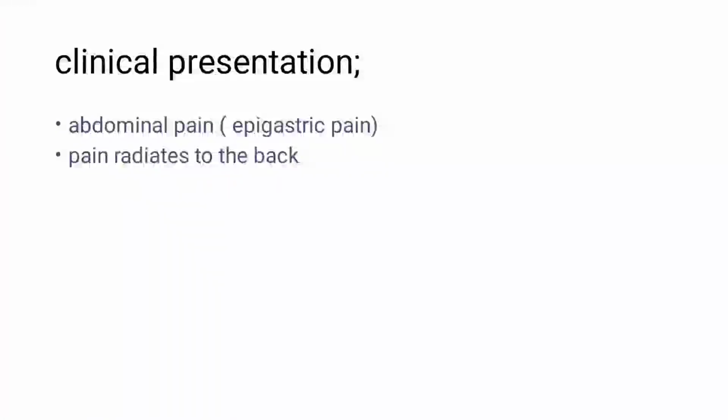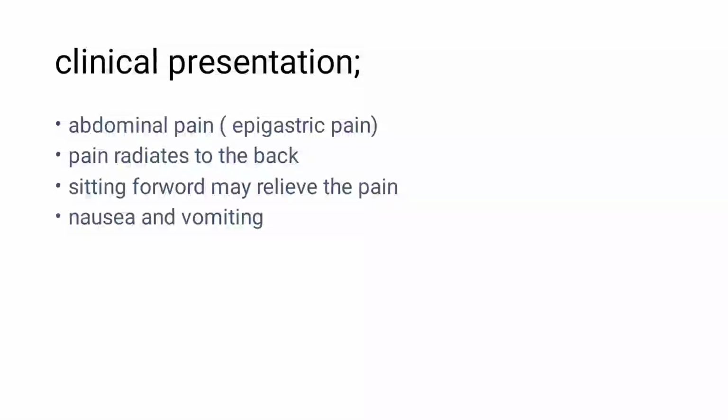Now, how will the patient present to you? The patient will complain of abdominal pain that is mainly confined to the epigastrium. Remember, this will radiate towards the back. As I have told you, it's a retroperitoneal organ, so this pain will radiate towards the back. Now, this pain can be relieved when the patient sits forward. So this will help you in differential diagnosis.